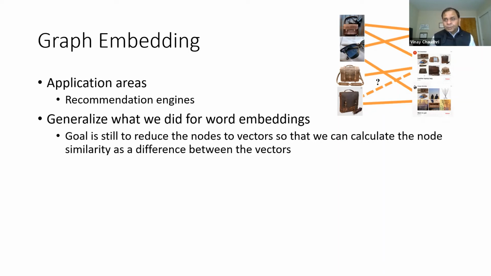So the problem and the goal here is very similar to what we had for the NLP case. We have to be able to take this discrete symbolic structure and we have to convert it into vectors so that we can calculate node similarity, we can calculate a difference between nodes, and we can send them as input into the machine learning algorithm.